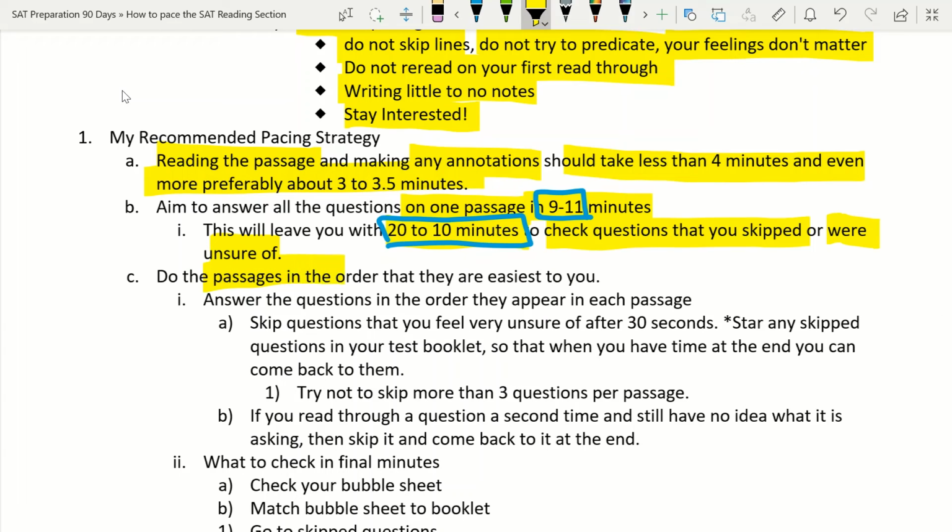You're going to want to do the passages in the order they're easiest to you. I already talked about that. So you're going to do the passages in the order that are easiest to you. Now we're going to break down how to approach each passage.